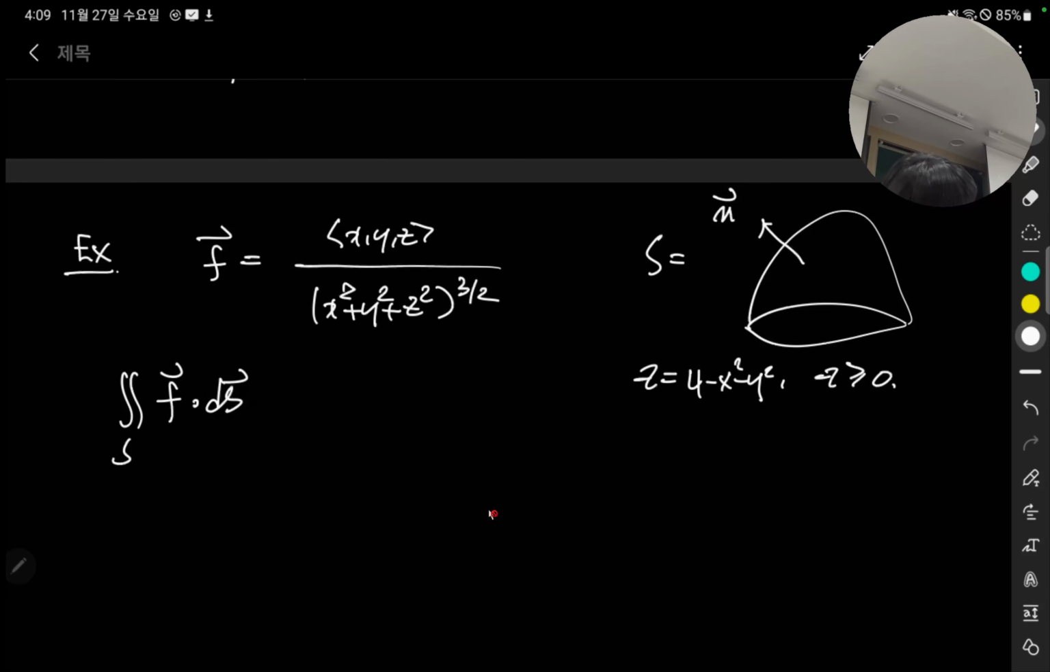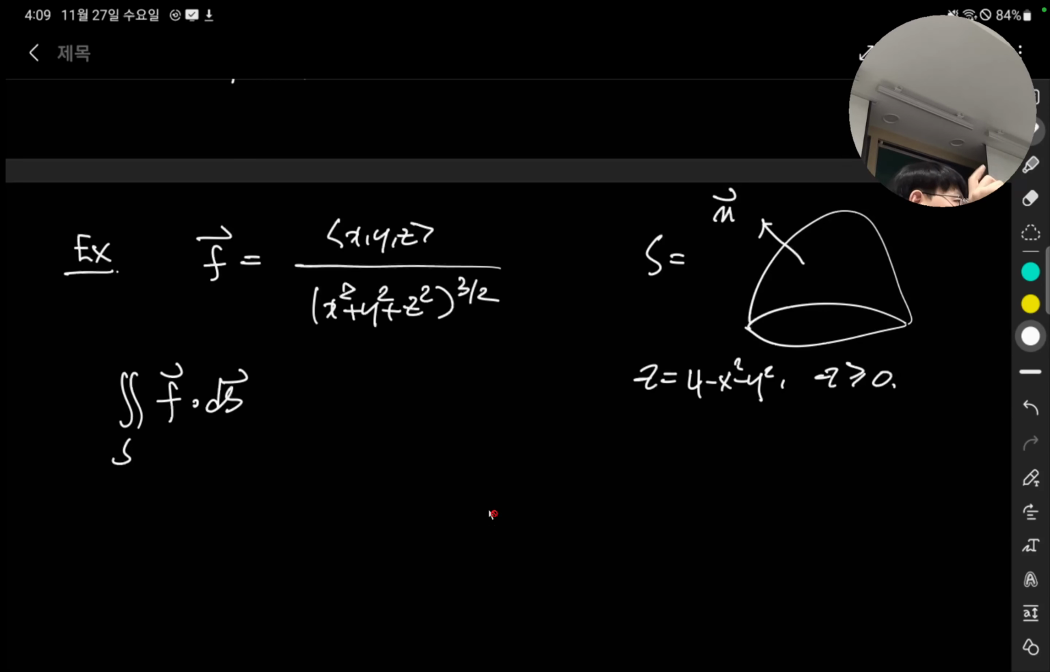So how do we find that? Okay, well, we have to decide what kind of theorem we want to apply. If you want to do it by definition, then you have to start parameterizing the surface here. That's not hard, but I think it's better to use one of the theorems that we mentioned.